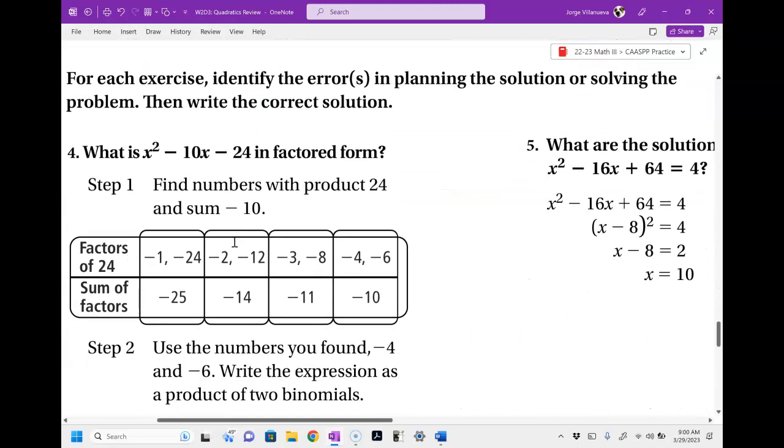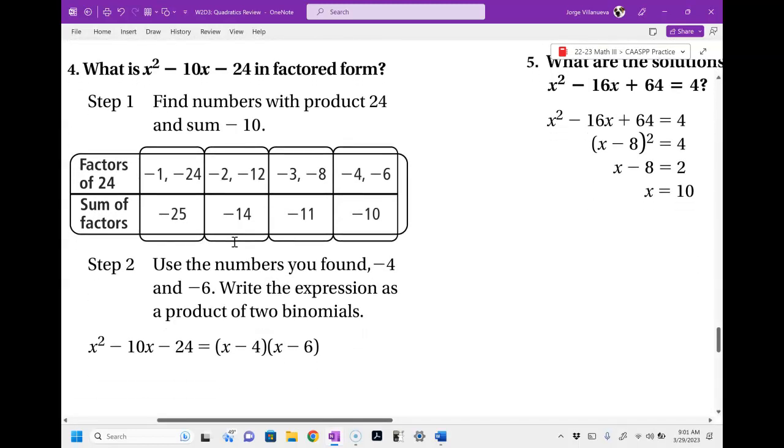So, more of finding the errors. For each exercise, identify the error in simplifying the solution or solving the problem, then write the correct solution. They ask, what is x squared minus 10x minus 24 in factored form? Then they walk us through it. Step 1, you're going to find numbers with a product of 24 and a sum of negative 10. They're doing the x method, they're just not showing it.